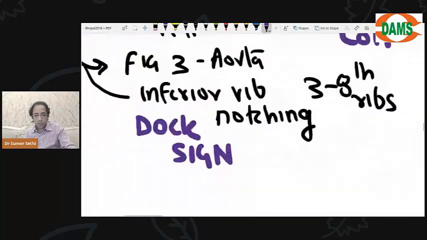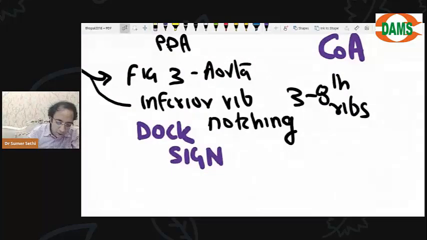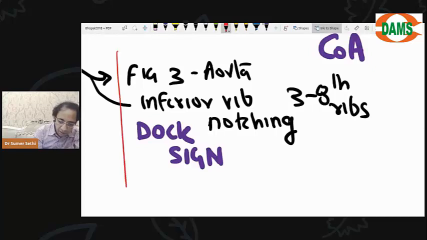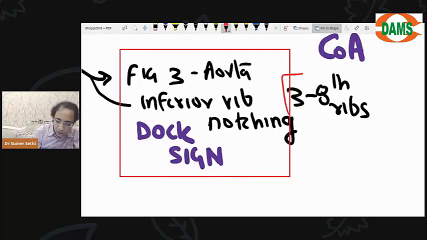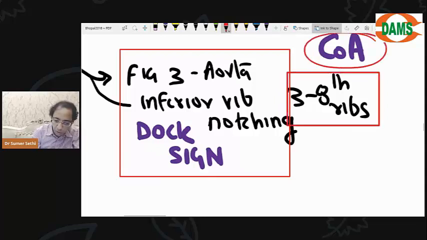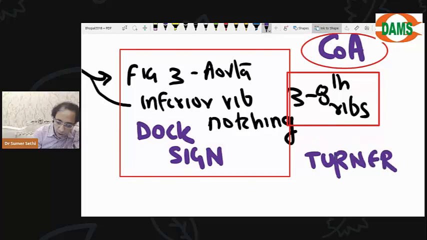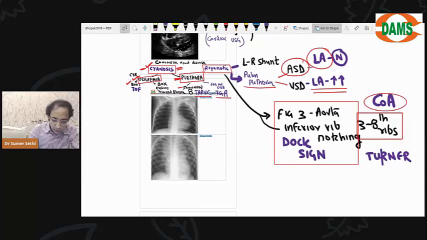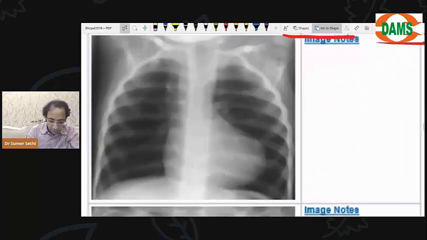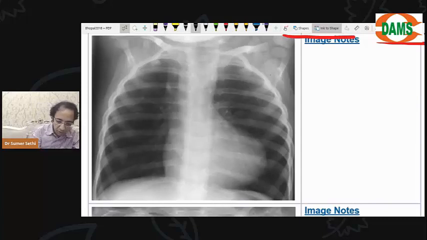अगर कंजेनिटल हार्ट डिजीज है लेकिन कोई साइनोसिस नहीं है, अयोटा फिगर ऑफ 3 के जैसा है, inferior rib notching है जिसको डॉक साइन कहते हैं, that is only seen in 3rd to 8th ribs, we think of coarctation of aorta. coarctation of aorta कहां पढ़ी आपने? टर्नर सिंड्रोम में पढ़ी थी ना. टर्नर सिंड्रोम में coarctation of aorta होता है. Brilliant. Okay, so this is what you will read in detail when your pediatrics classes will also happen, but in the exam we need to know something about their radiology. I will show you what I mean before we finish the cardiac imaging.